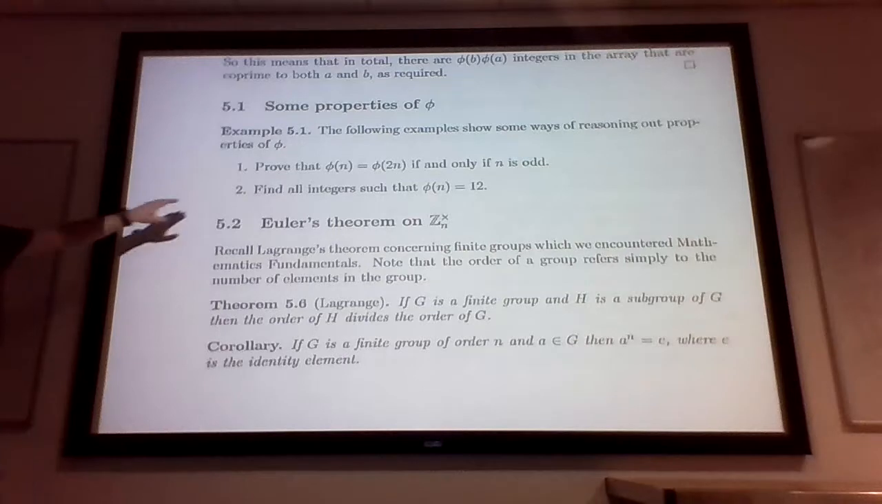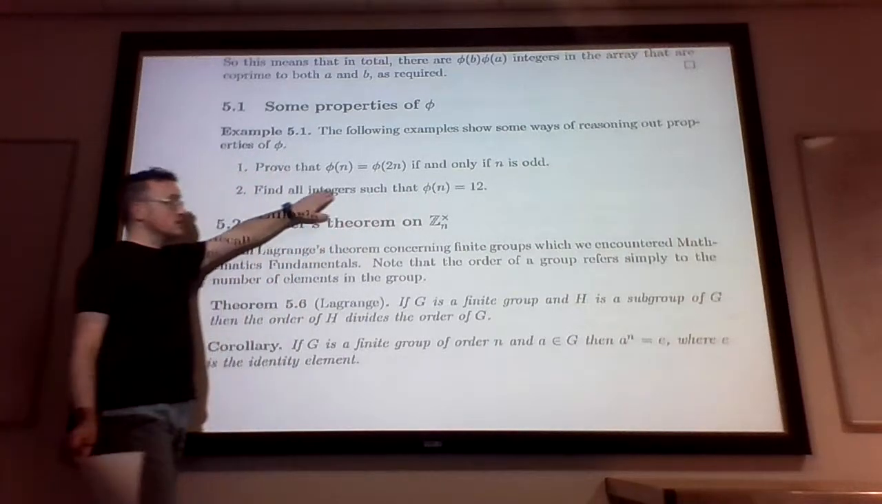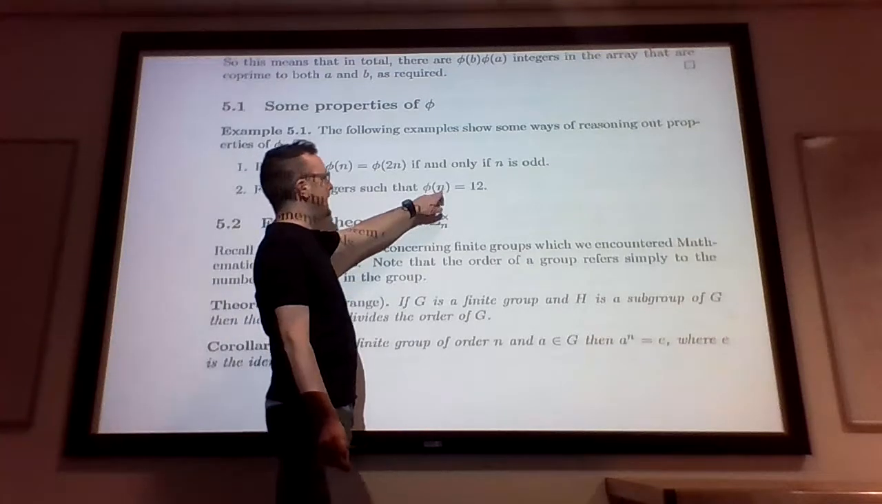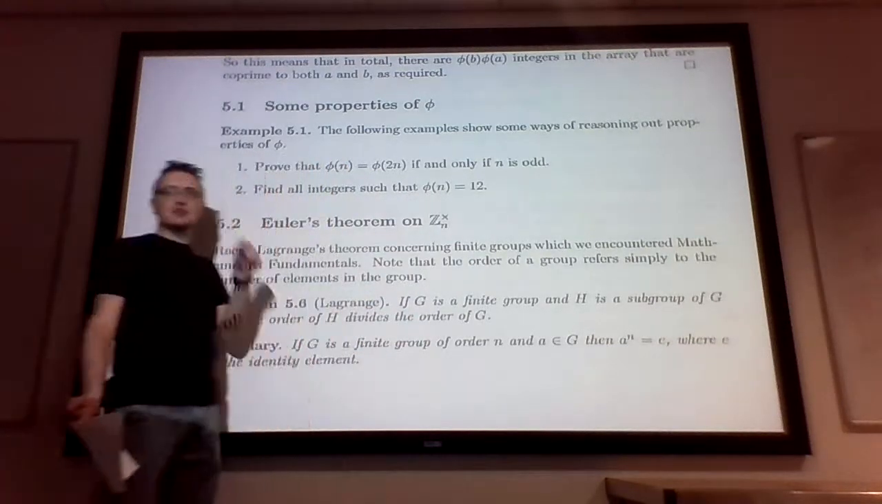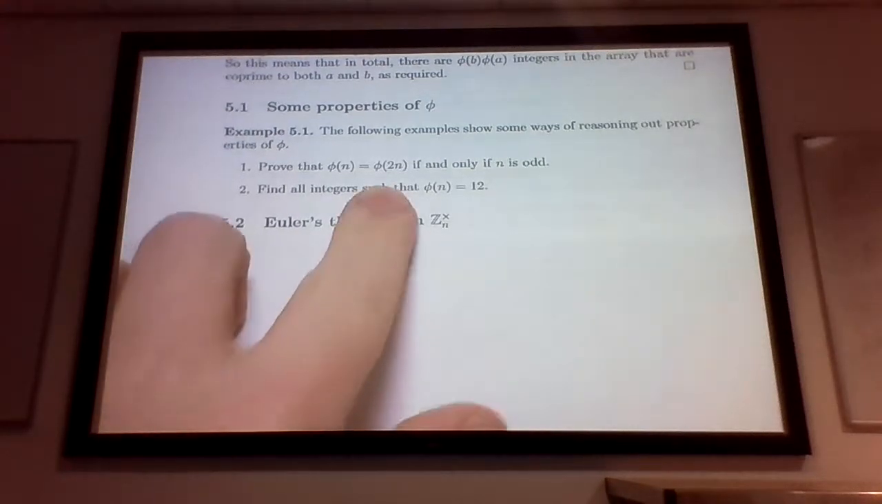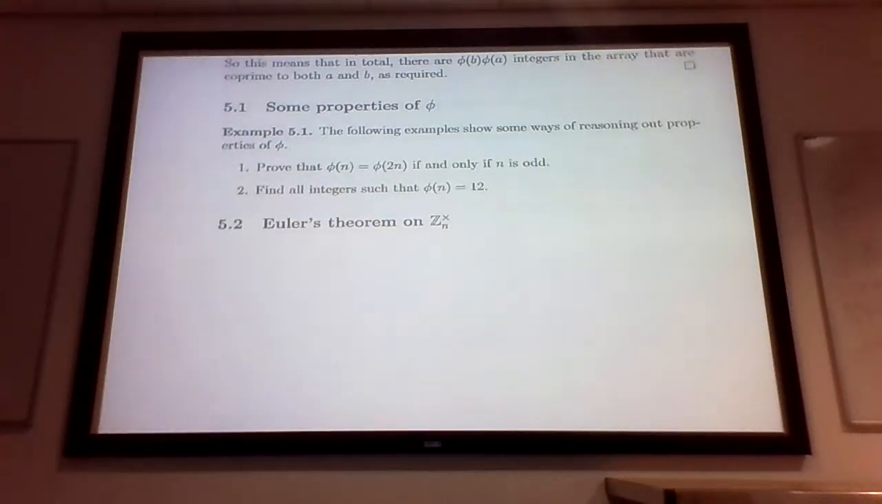So yesterday morning, we spent the whole time studying this question: finding all the values n for which phi of n is equal to 12. So all those integers for which the multiplicative group of congruence classes modulo n had size 12. So today I'm going to begin with looking at this question, and there's a slightly related question in the problems we can have a look at as well. So this is example 5.1.